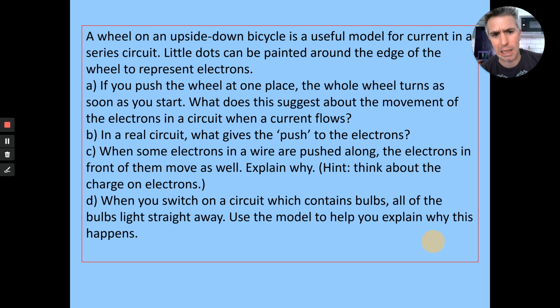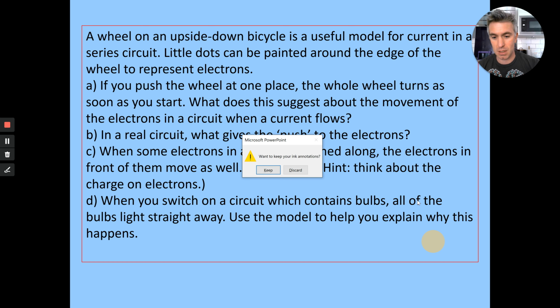This is a thinking thing. Okay? So, the wheel on an upside down bicycle is useful as a model of a current in a series circuit. The little dots can be painted around the edge of the wheel to represent electrons. If you push the wheel at one place, the whole wheel turns as soon as you start. What does this suggest about the movement of electrons in a circuit when the current flows?